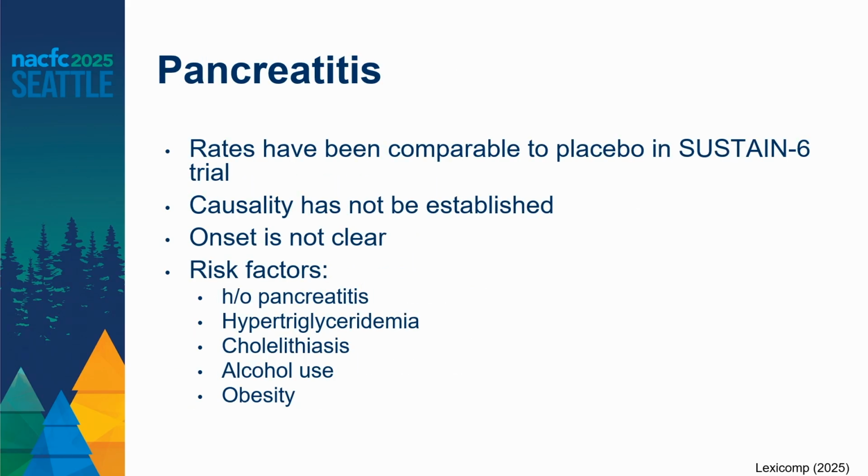Rates have been comparable to placebo in the SUSTAIN 6 trial. Causality has not been exactly established. A lot of our patients, we think that their pancreas has kind of given up, given out because of the disease, but we see that obviously it's still working because the beta cells are still releasing insulin, right?